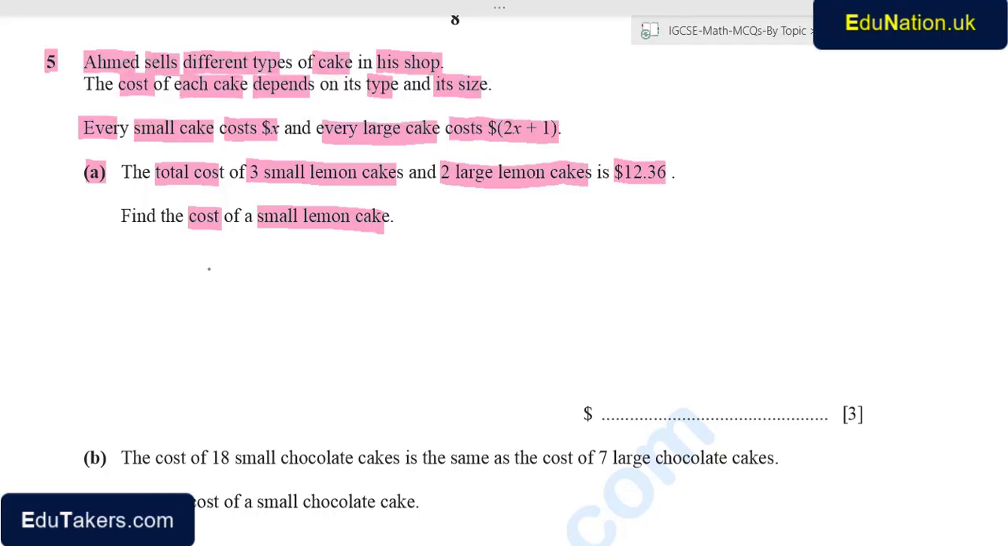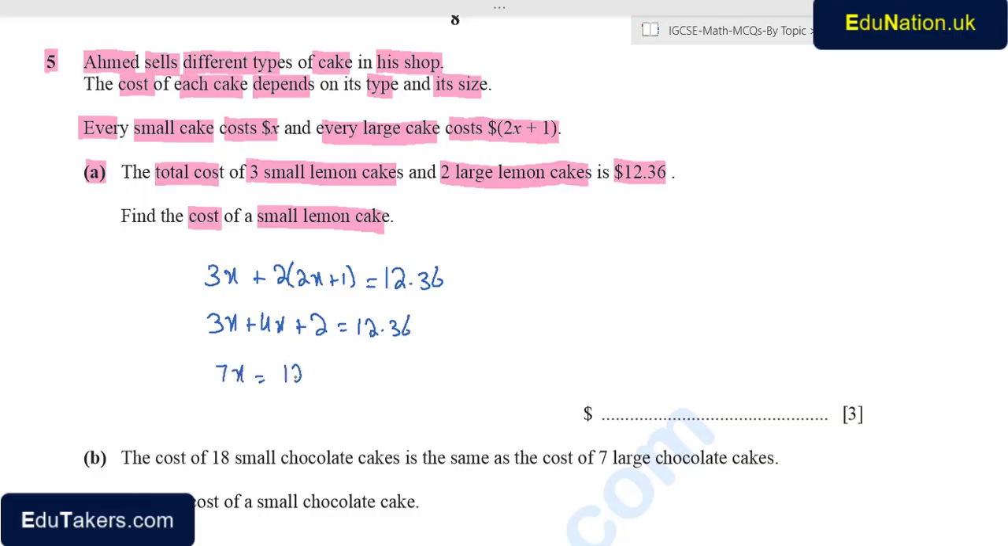There are 3 small lemon cakes and each small cake costs x dollars. So it will be 3x, plus there are 2 large lemon cakes and each large cake costs 2x plus 1. So 2 into (2x plus 1). This is equal to the total cost, which was 12.36. Now this is 3x plus 4x plus 2 equals 12.36.